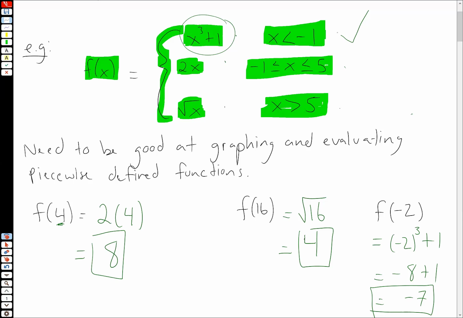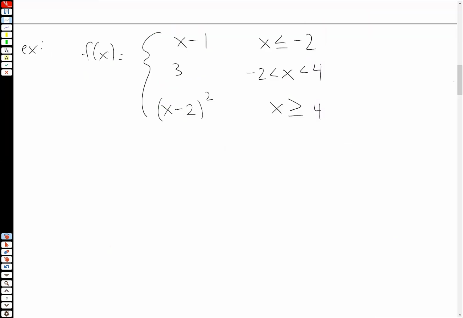Okay. Moving on, let's talk about how to graph piecewise functions. Now, there's a bunch of different approaches. I'm going to show you my approach. And again, there might be more efficient ways, but this way will always work. Okay, so whenever I'm given a piecewise function, the first thing I do is I draw a real number line to sort of orient myself.